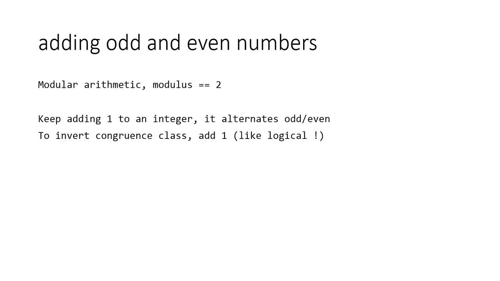If you want to make a false value true or a true value false, doesn't matter whether you know its value or not, you could logically negate it. Same thing with adding 1 for odd and even numbers.